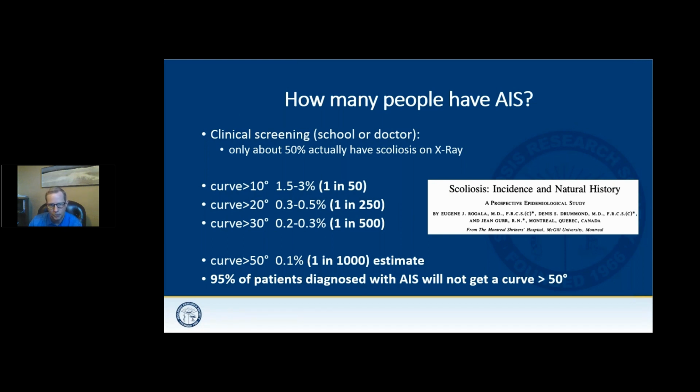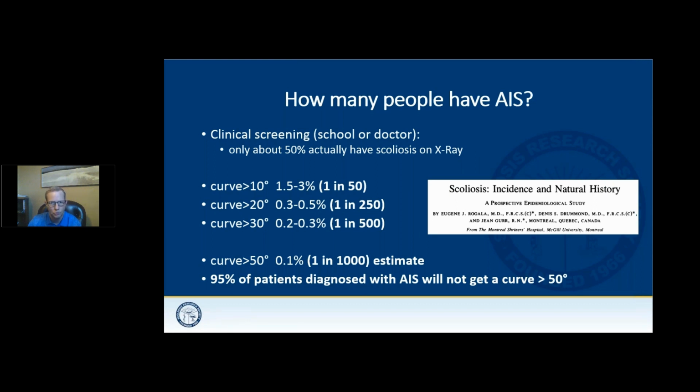So how many people have adolescent idiopathic scoliosis? Well, we're not completely sure, but the data basically comes from population studies where a large group of teenagers have been looked at and usually had x-rays, and then we can define how many people in the population have it. The numbers differ a little bit between studies, but these are the basics.